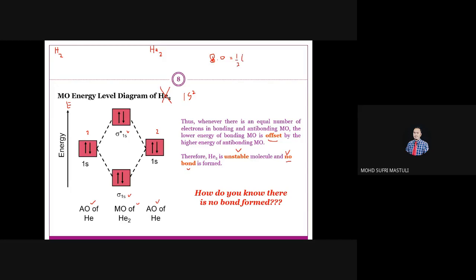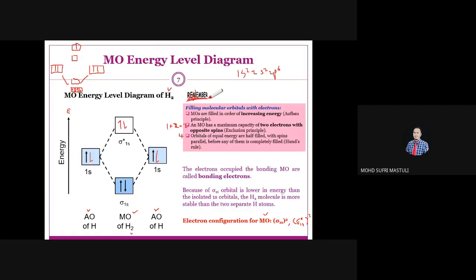How many bonding electrons? This is 2 bonding electrons. And this one is 2 anti-bonding electrons. So the bond order is 0. When it's 0, it means no bond. The molecule does not exist. Kalau kita patah balik yang hydrogen tadi, kita pun boleh kira dia punya bond order.